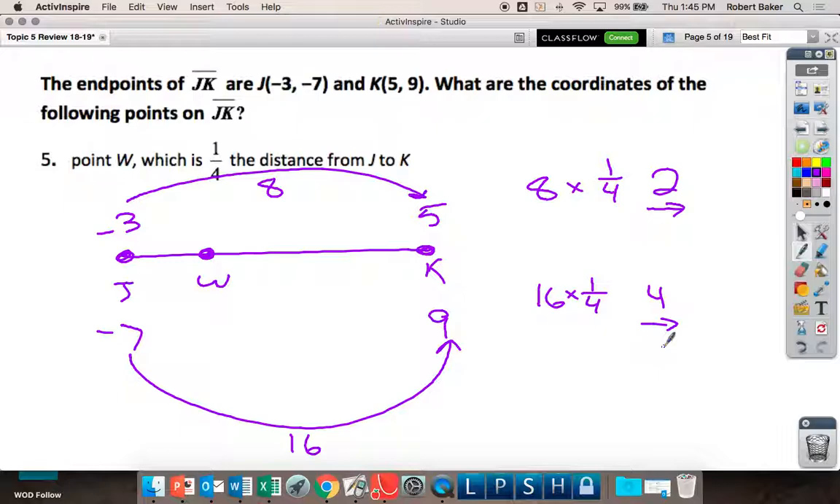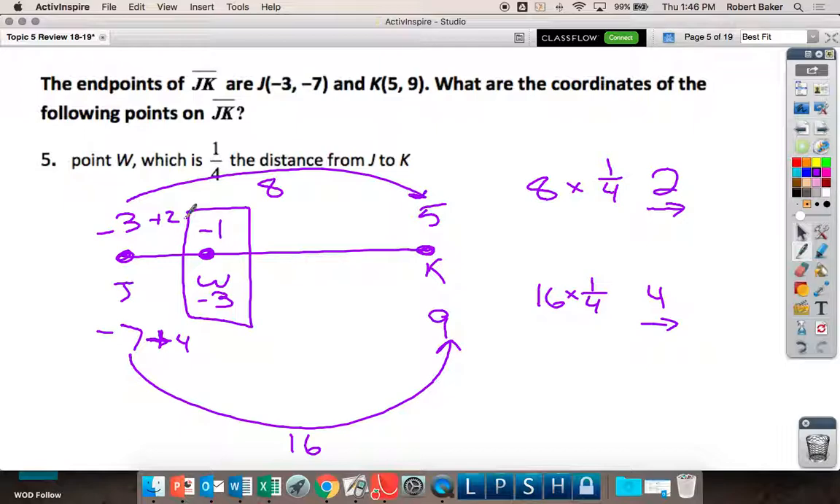So I start here at -3, and I want to go 2 units to the right. What is -3 plus 2? -1 is where W is on the x side. I want to start at -7 and go 4 units to the right, or -7 plus 4. -3. That's how I wind up 1/4 of the distance. W is at -1, -3.